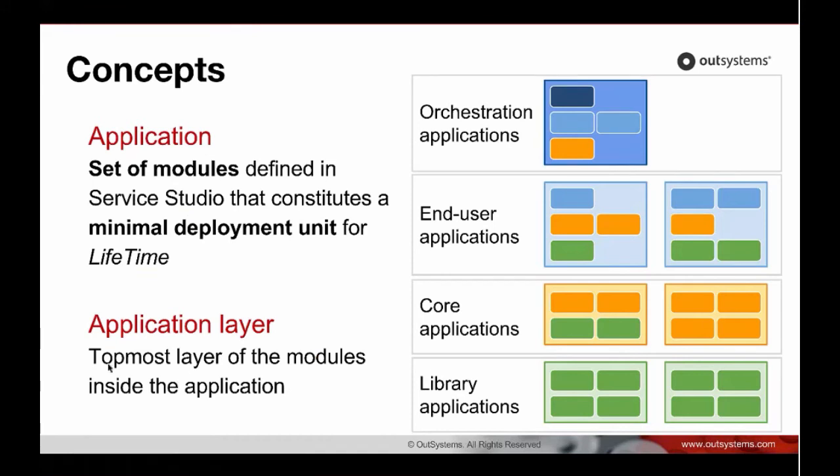So I've shown you before that when you have modules, you have to classify the layer for each module. Here, since we have applications, they simply inherit the classification inside. So for instance, in this example, I have one orchestration, an end user, and a core, but the top is an orchestration, so the whole application is orchestration. Here, the whole application is an end user because the top is an end user. Here, the whole application is a core because the top is a core, and so on and so forth. So the classification, you don't need to worry about it because you already did it at the module level.